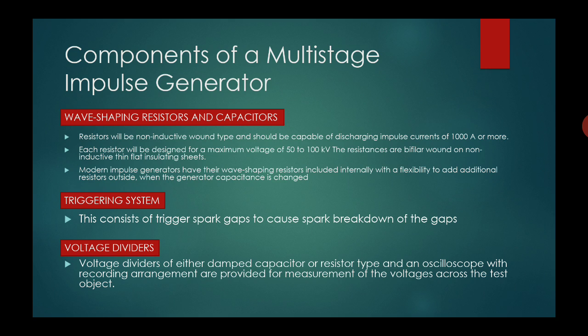Then we have the voltage dividers. The voltage dividers are either damped capacitor or resistor type, and an oscilloscope with recording arrangement is provided to measure the voltage across the test objects. So why are these required? These are required for the measurement of the amount of voltage that is being created. Now you cannot measure a voltage that high directly, so we need to divide the voltage and measure only a part of it, so that we can have an idea of the maximum voltage.